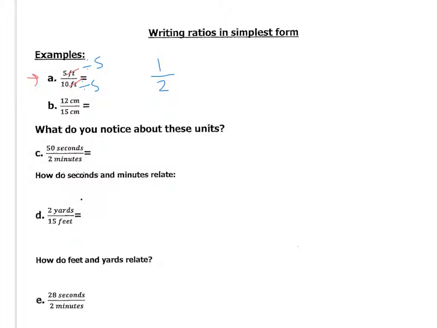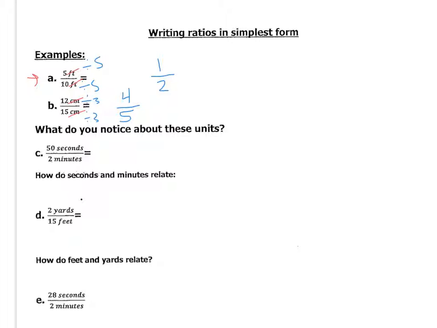All right, looking at the next example, again, the units match, so we can cancel out the centimeters. And then we are looking at 12 and 15, and we need to decide what can we divide both 12 and 15 by. 12 and 15 are both divisible by 3. So if we divide them both by 3, on the top you would get 12 divided by 3 is 4, and on the bottom 15 divided by 3 is 5. So 12 centimeters over 15 centimeters simplifies to the ratio 4 over 5.